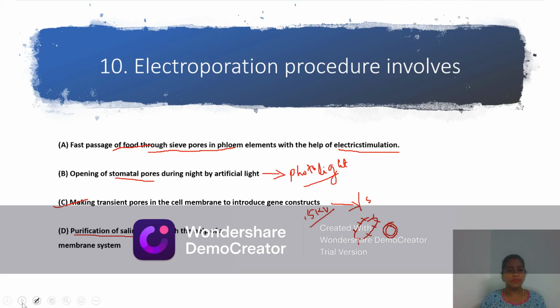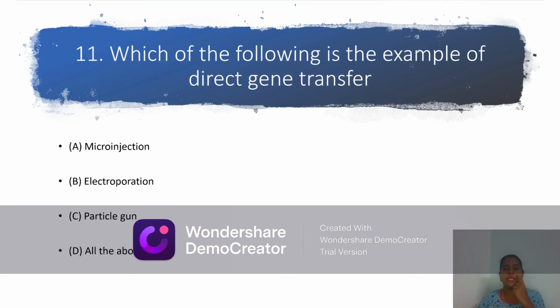Fine. Next one. Which of the following is an example of direct gene transfer? That is, only the particular gene you are transferring directly. Like you know the cloning vector: to the cloning vector you are introducing your gene and transferring. Other than that, some of the methods are there. So this is the piece of DNA; this DNA you can directly introduce into the host cell.